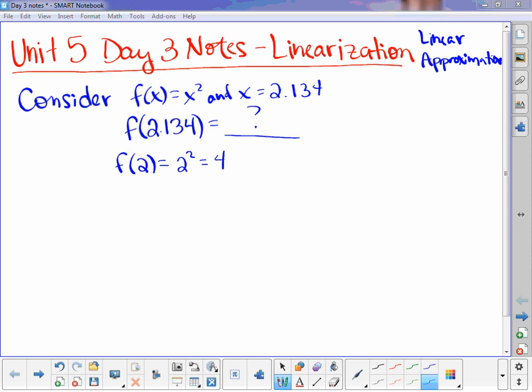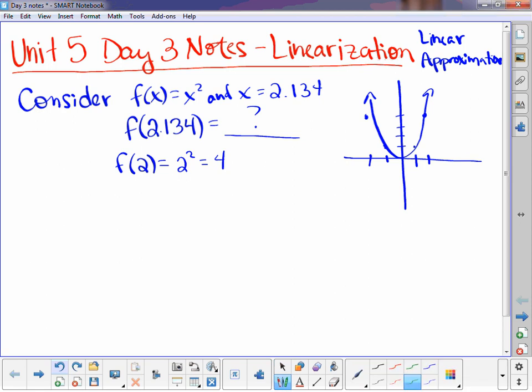and f of 2 would be 2 squared, which is 4. Okay, so kind of the idea of what's happening, we're going to draw a picture here, just a rough sketch. Oh, that's not good. Oh, it's looking worse. Okay, something like that. So we know this point for sure. That's the point 2.